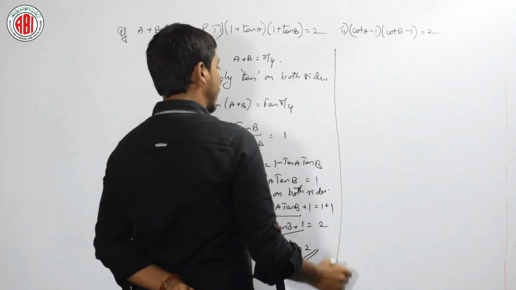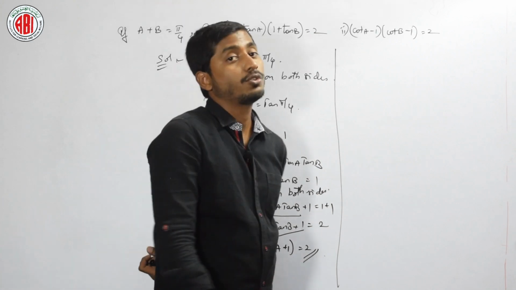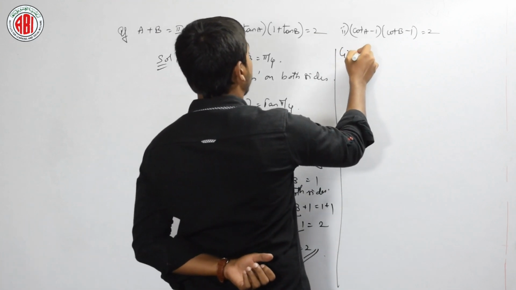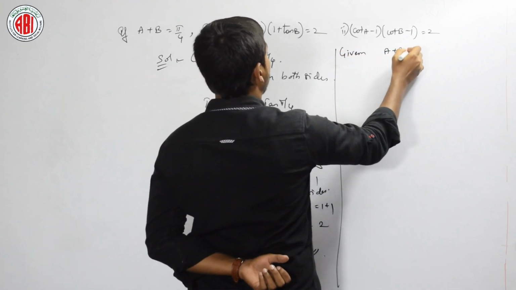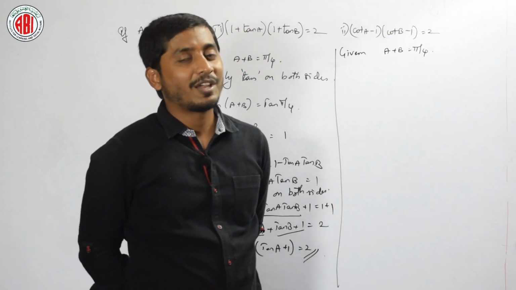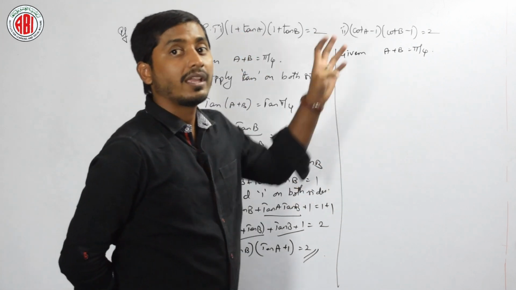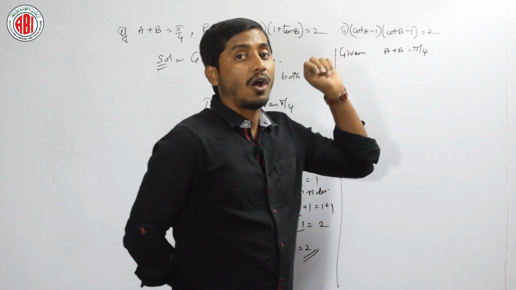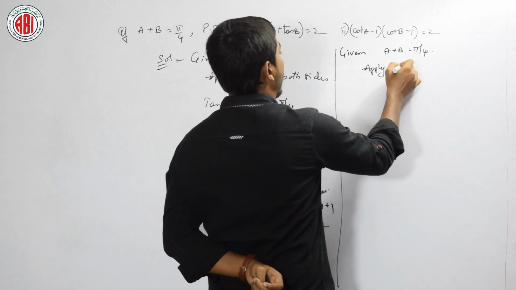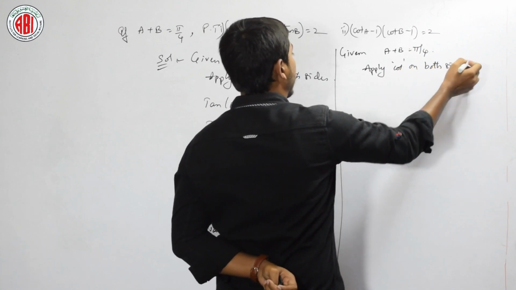What is given here? (Cot a minus 1) into (cot b minus 1), that is equal to 2. Now what is given? Given a plus b is equal to pi by 4. Now tell me, what do we have to apply on both sides? Since in the previous problem everything was in terms of tan, we applied tan. Now here everything is in terms of cot, then we have to apply cot on both sides, isn't it?